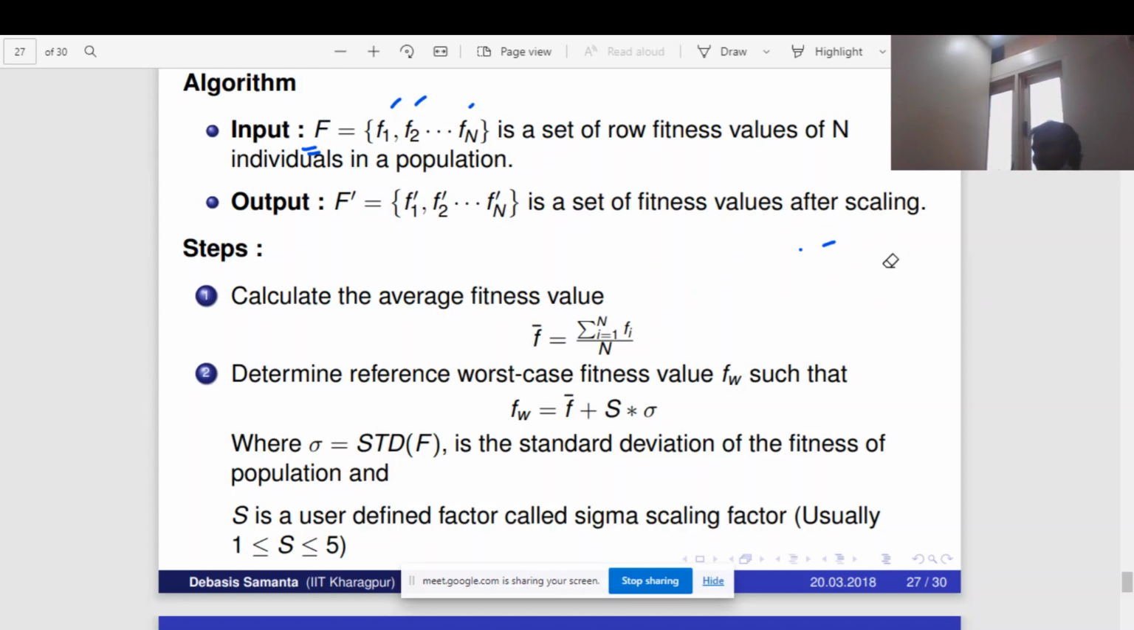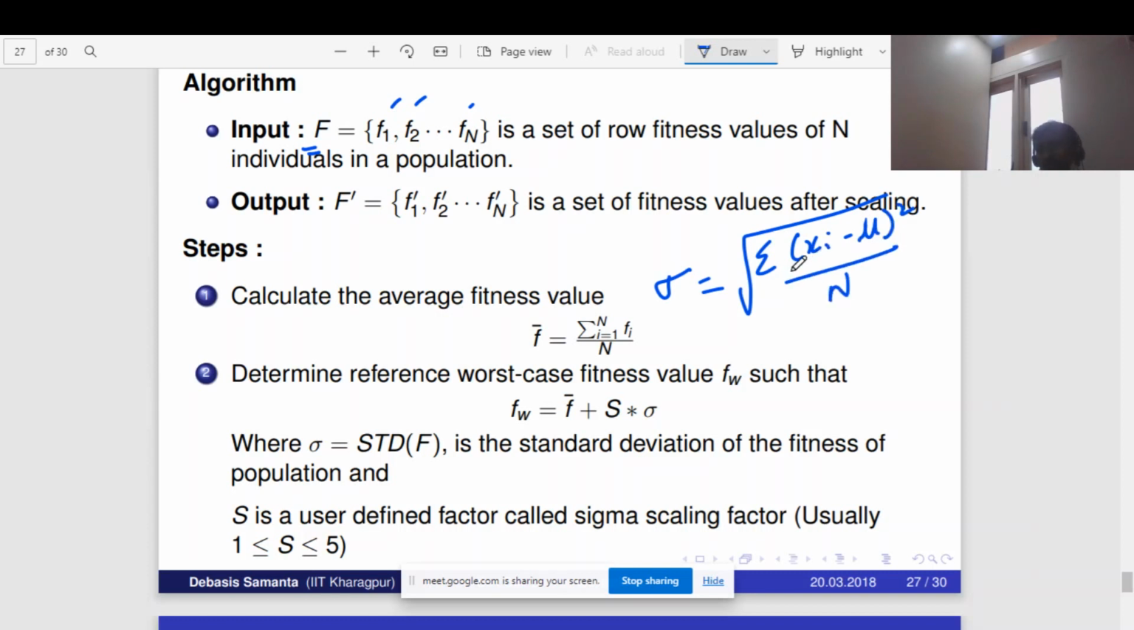Sigma is the square root of the summation of xi minus mu, where mu is the average or mean, the whole squared, divided by n. Sigma is given like this.